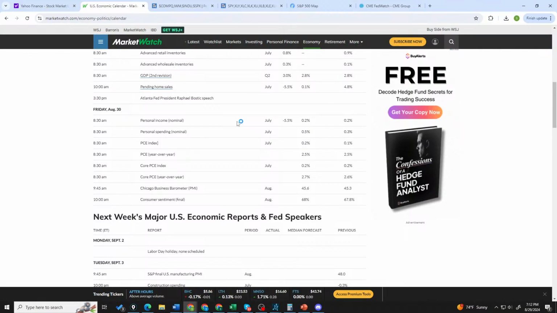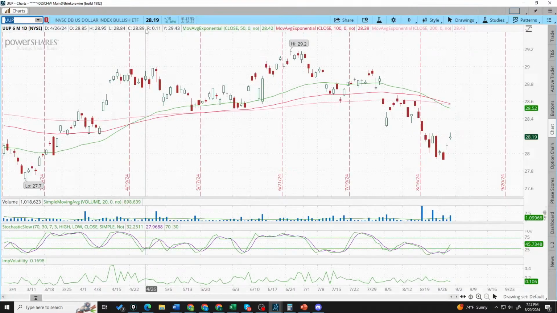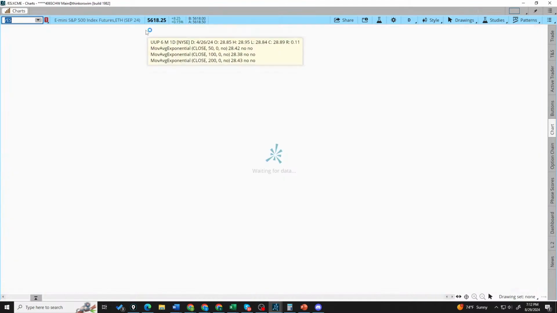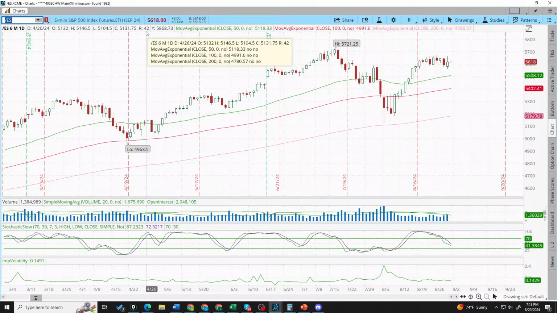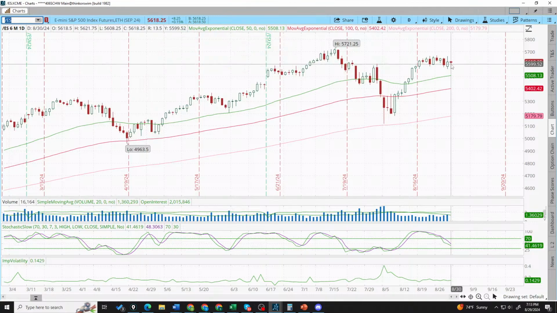All right, let's go look at what the futures are doing first of all right now, just so we have a sense. The futures are up a little bit. You can see 0.15. So we'll see. I agree, Stephen. I agree with that.